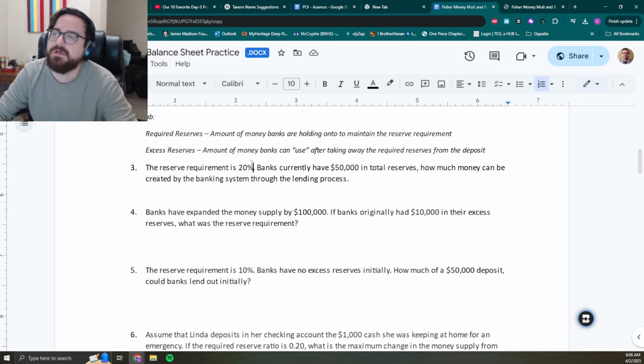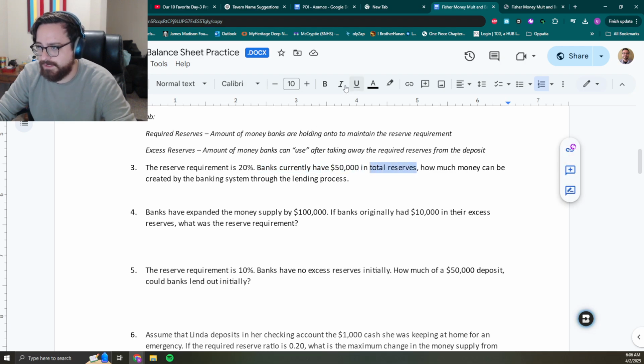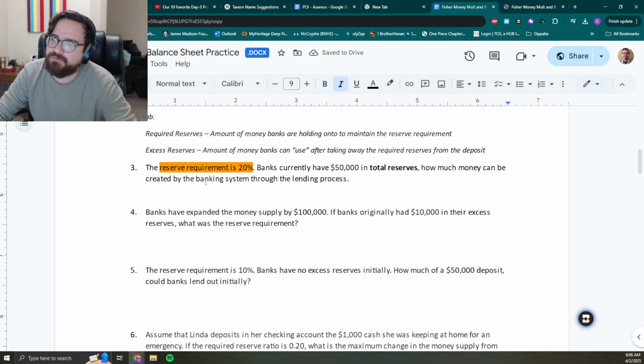Okay, number 3, the reserve requirement is 20%, pretty high. Banks currently have 50,000 in total reserves. Important word here: that's total reserves. Reserve requirement is 20%. That's pretty easy to keep tabs on. How much money can be created through the lending process?